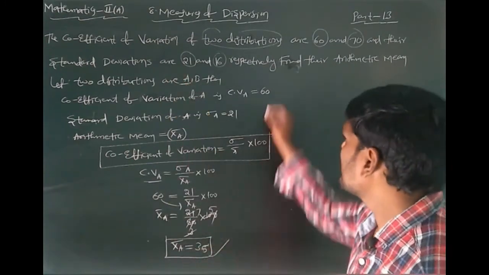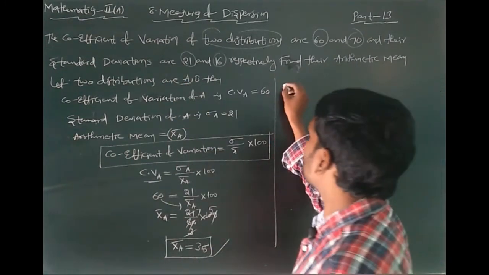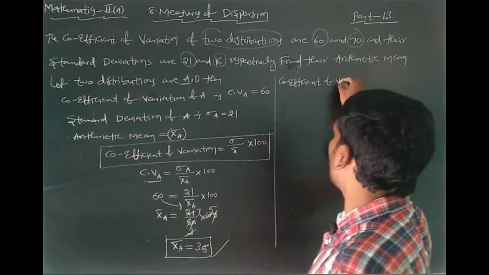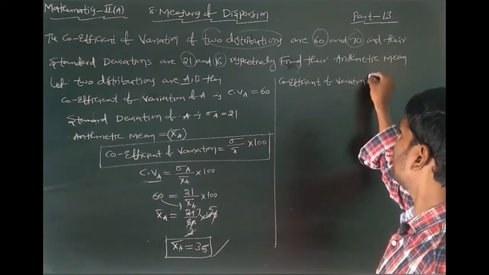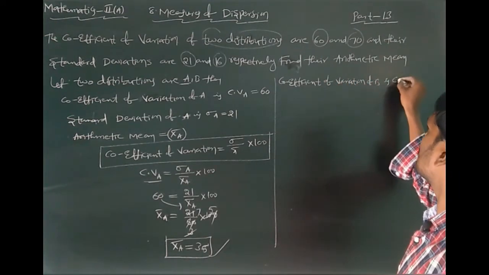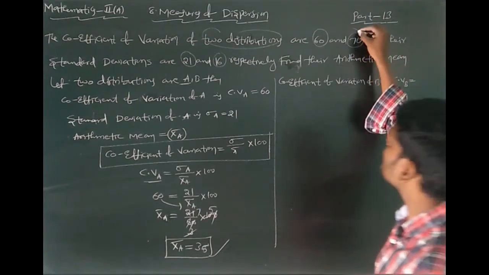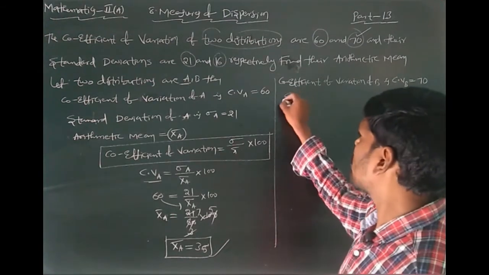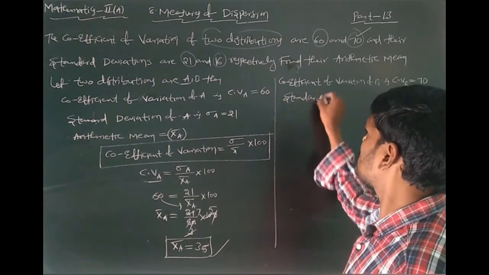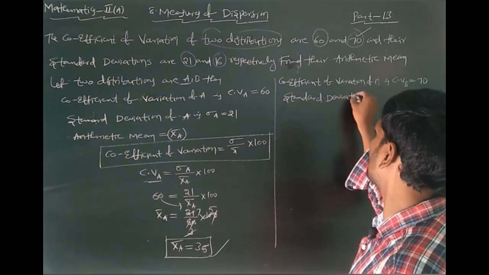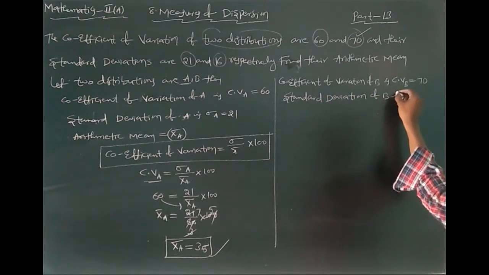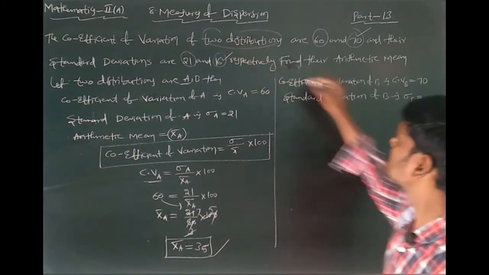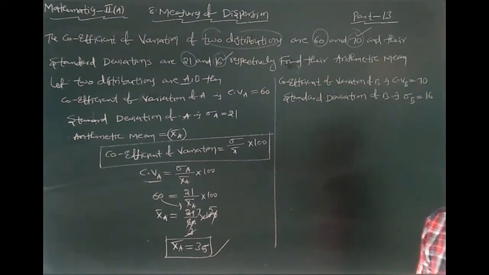This is the first one. Now you have to take the second one. The coefficient of variation of B is CV suffix B. How much? The coefficient of variation of the second distribution is 70. After that, the standard deviation of B, nothing but sigma suffix B, value is given as how much? 60. Then you can find the arithmetic mean.